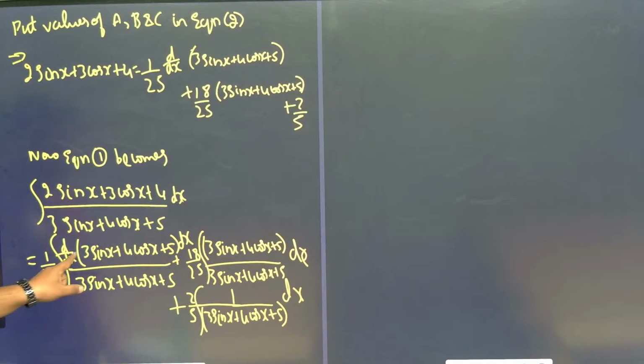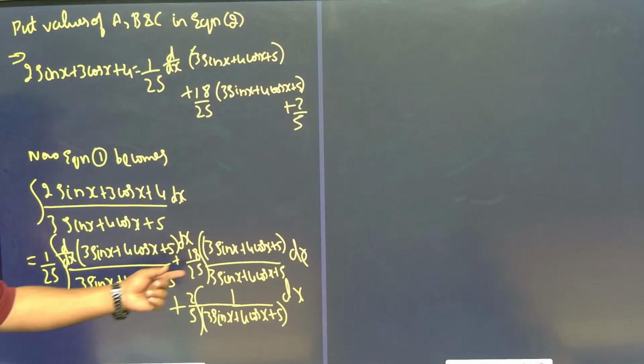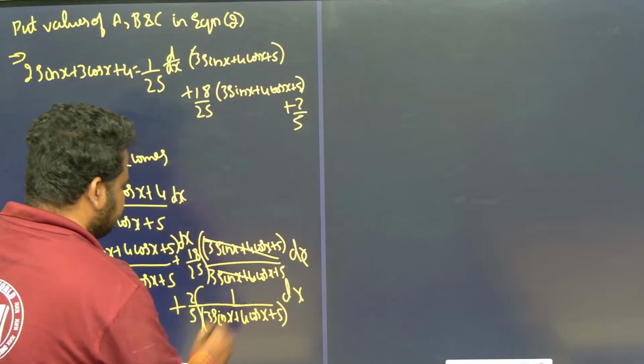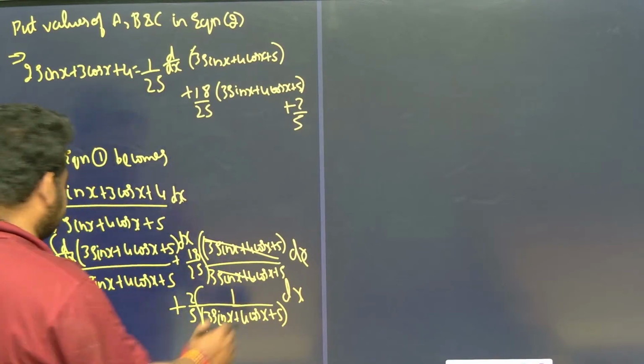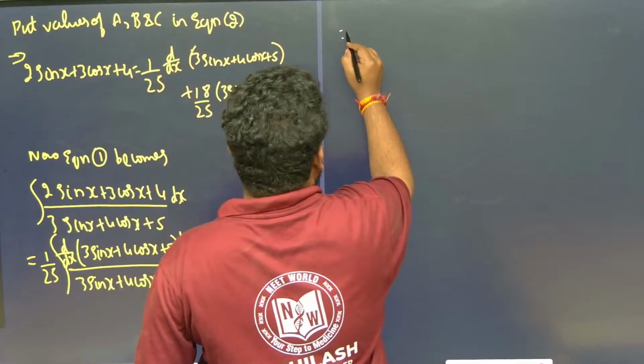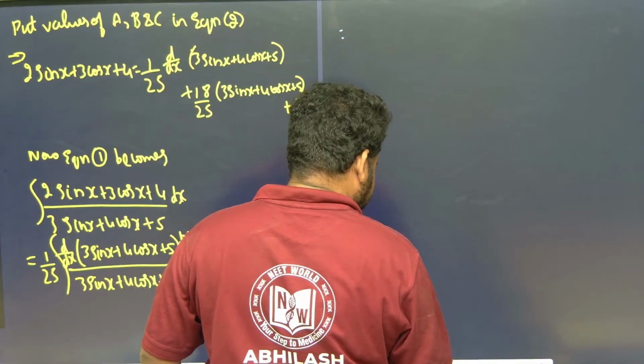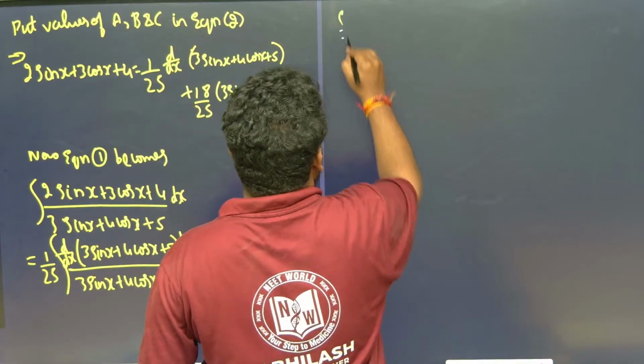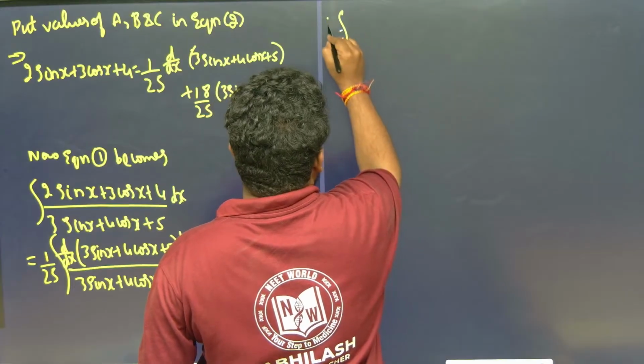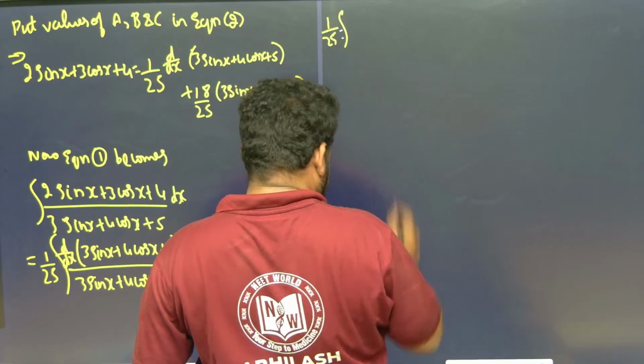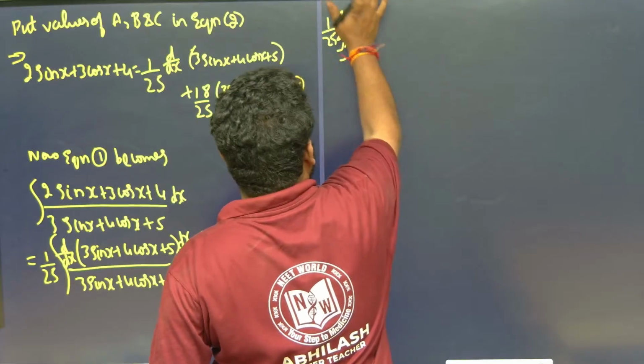Now if you observe this, you can write this as d by dx of f of x. The integral of f dash of x by f of x is nothing but log f of x. I can cancel this, this will become 1. So in the next step, observe carefully, I am writing each and every step in detail. This will become 1 by 25, and I can directly integrate now.